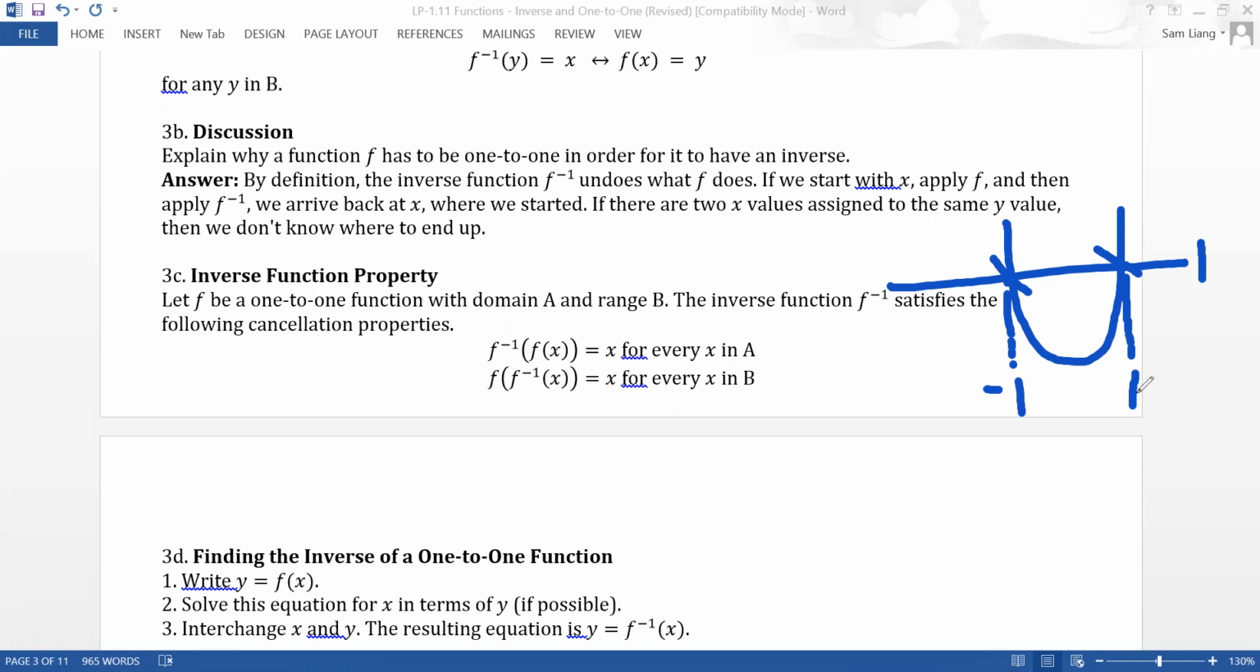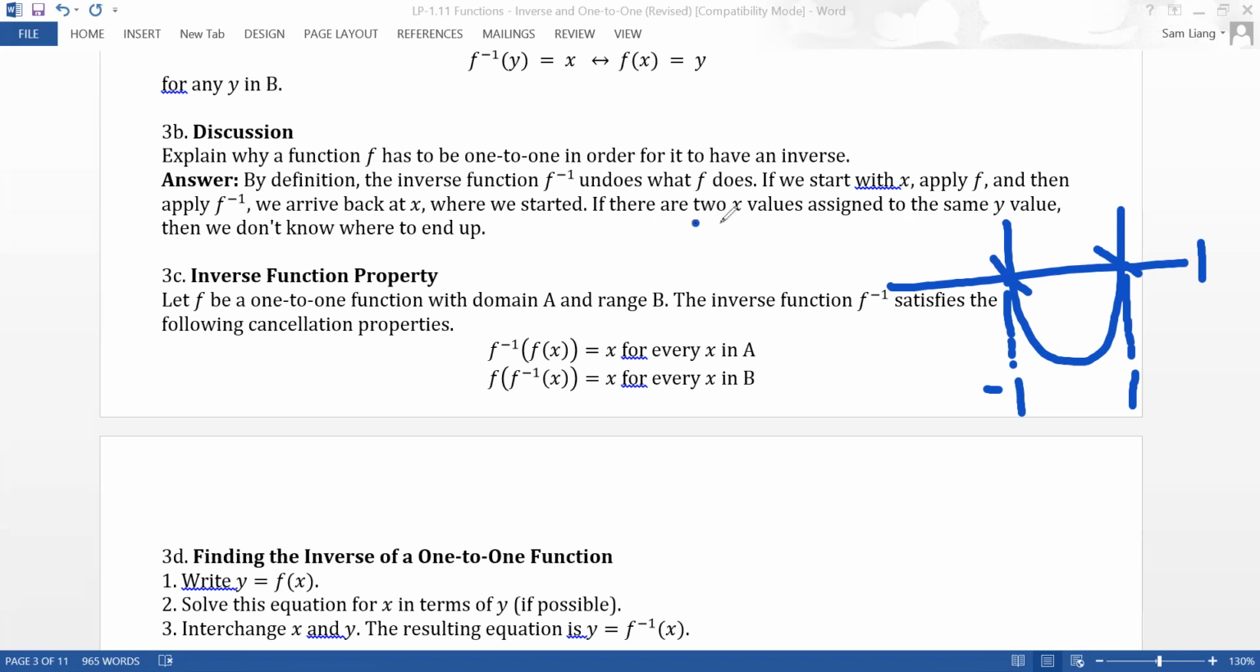Two different prices at the same time. So that will make the inverse function not a function. But we need the inverse function to be a function. I guess if you didn't need it to be a function, that's okay. But that's why it has to be one-to-one in order for it to have an inverse.